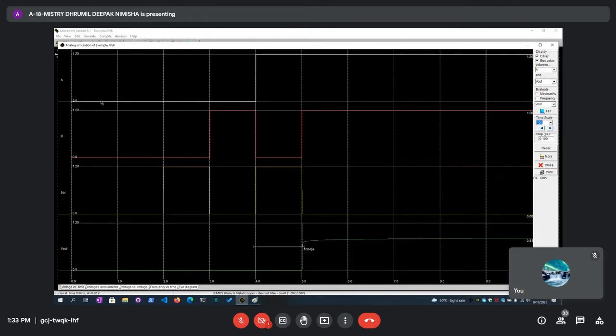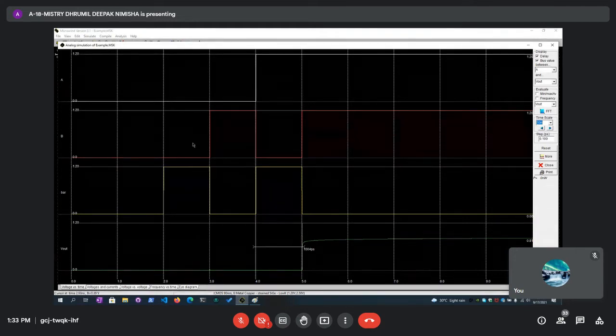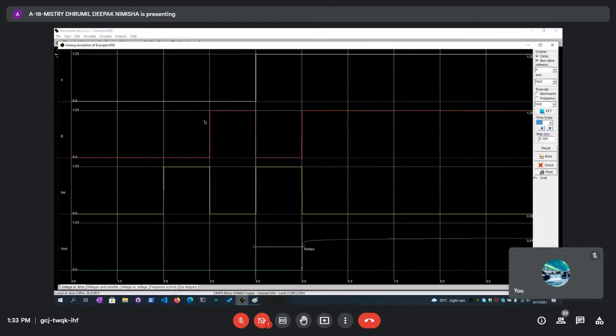Okay, so first I've applied input 0 0. I've kept the first input A at 0 0, and 1 1. And for B, 0 1, and this is the complement of B bar, so it's 1 0 1 0. So if the input is 0 0, then the output is 0. If the inputs are 0 and 1, the output is 0. If A is 1 and input B is 0, then the output is 0. And if both A and B are 1, then the output is high.